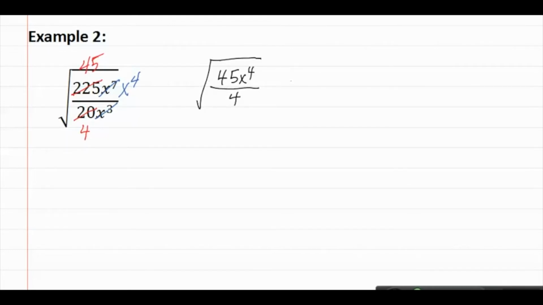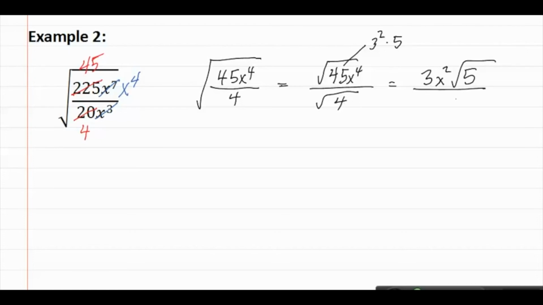Now that we have reduced everything on the inside, we can now use the quotient rule to split these apart. Now that we have them split apart, we can pull out anything from each of the radicals possible, or simplify the radicals. We know that 45 is really 3 squared times 5. So we can pull out a 3, and a 5 will stay in. X to the 4th comes out as x squared. In the denominator, the square root of 4 is 2. This gives us our final answer.